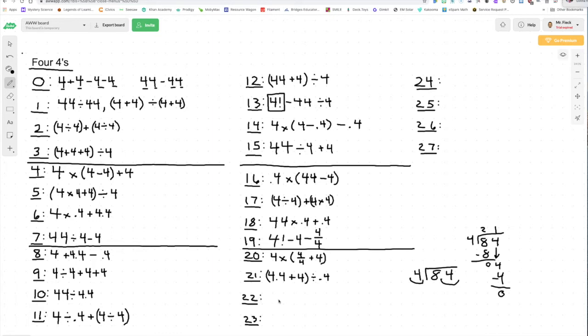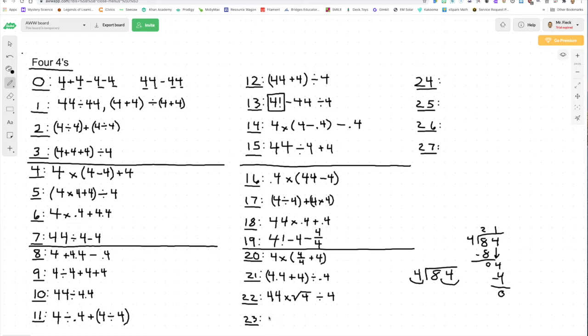For 22, I have 44. I came up with 44 times, and here's a new one, the square root of 4, divided by 4. If you don't know what the square root of 4 is, it's actually 2, because 2 times itself makes 4, which is the square root of 4. So 44 times 2 is 88, and 88 divided by 4 is 22.